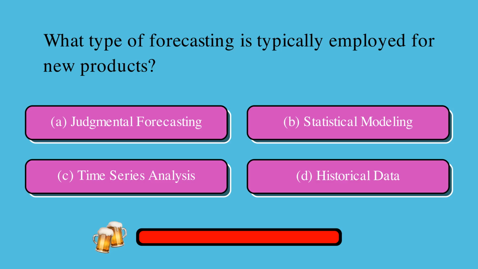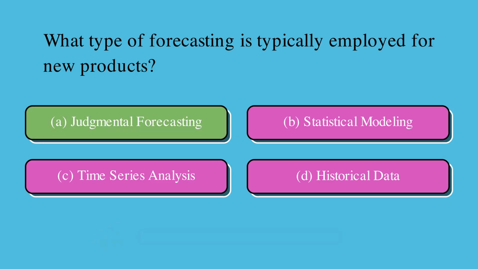What type of forecasting is typically employed for new products? Is it A, judgmental forecasting, B, statistical modeling, C, time series analysis, or D, historical data? The correct answer is A, judgmental forecasting.